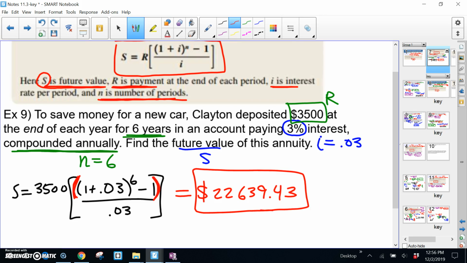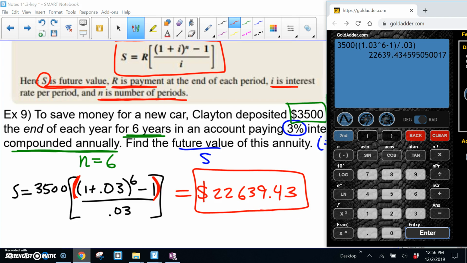That's the future value. So if you think about it, Clayton had a payment of $3,500 and he made that payment 6 times. So he only really paid $21,000, but his account through the interest grew to $22,639.43.